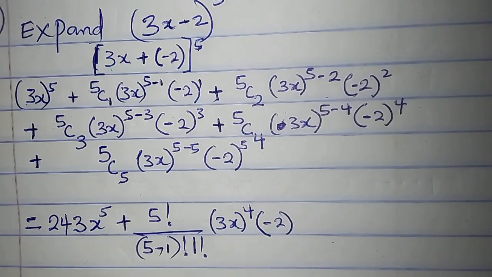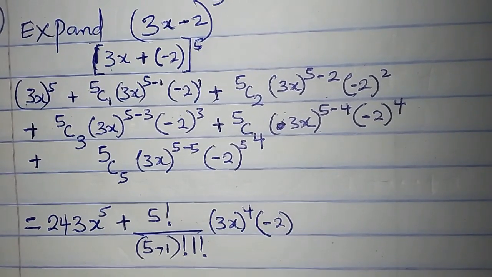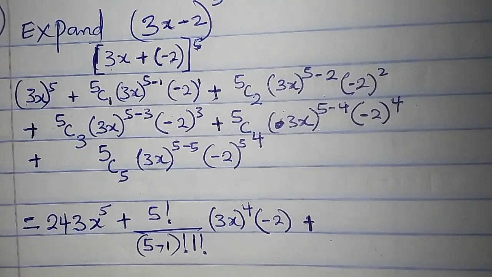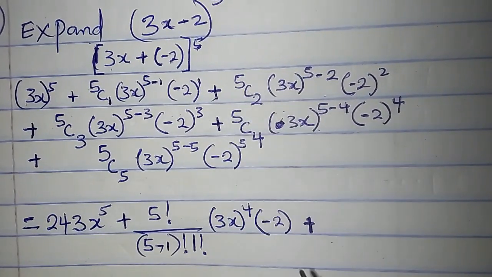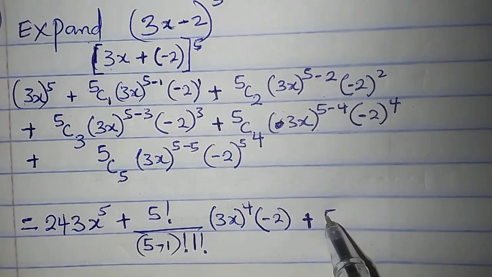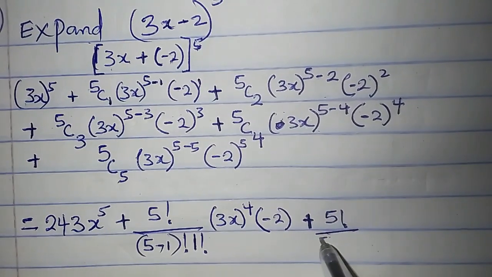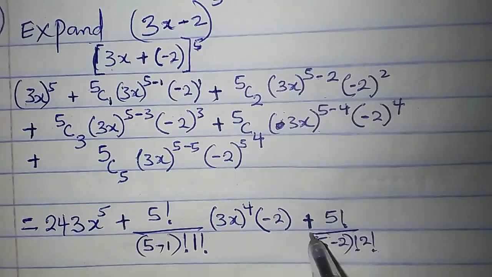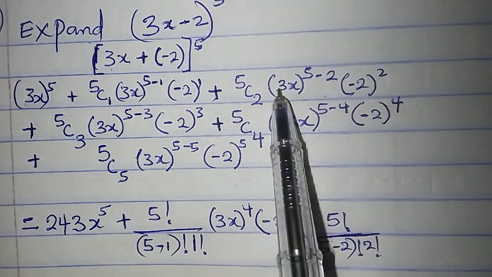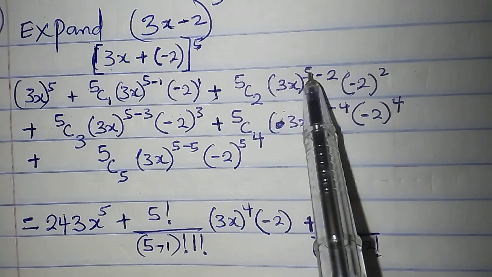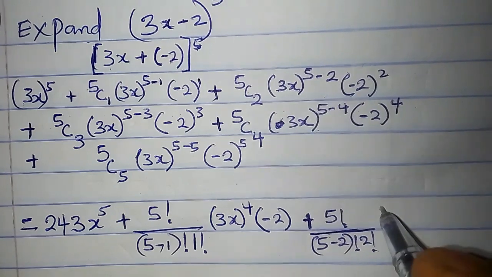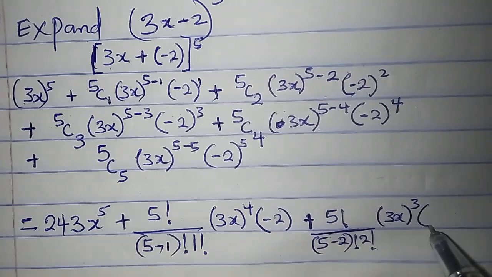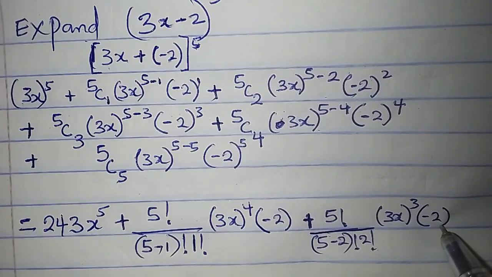You have to be very careful while doing this expansion so you don't make mistakes. Plus 5C2 is 5 factorial all over 5 minus 2 factorial times 2 factorial. Then 3x to the power of 3, because 5 minus 2 is 3. Then times the minus 2 raised to the power 2.